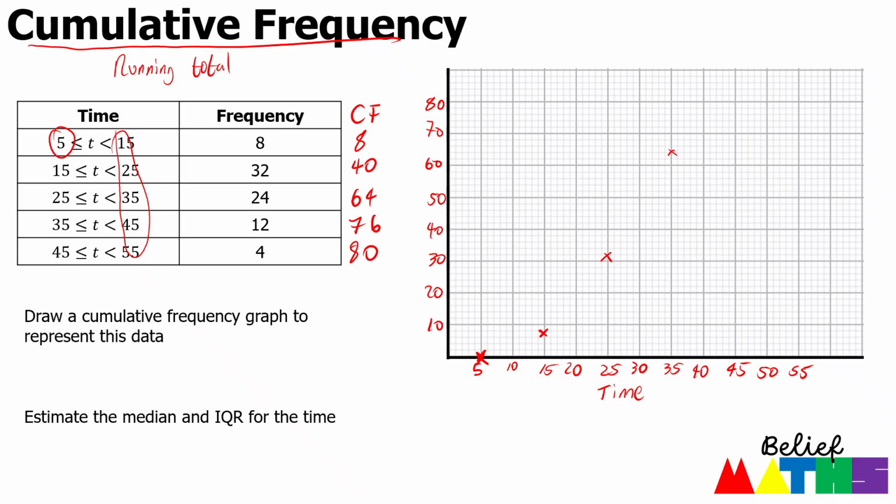At 45, we're going to go up to 76. And then finally, at 55, we're going to go up to 80. And we're going to join all these up with a smooth curve. Now you get a mark for those points being in the correct position.